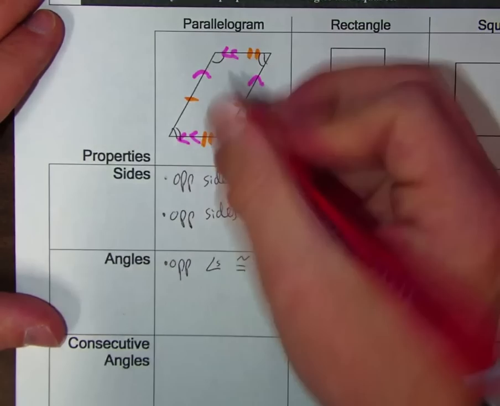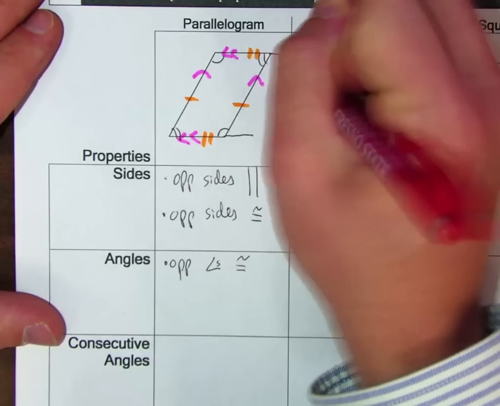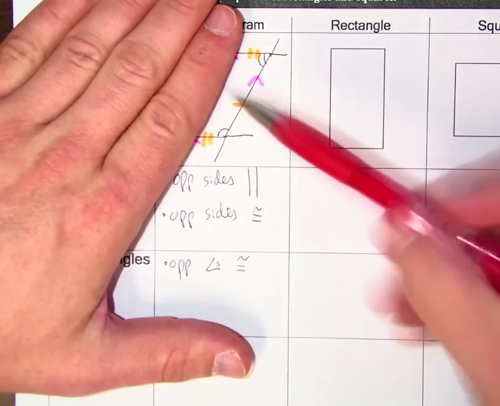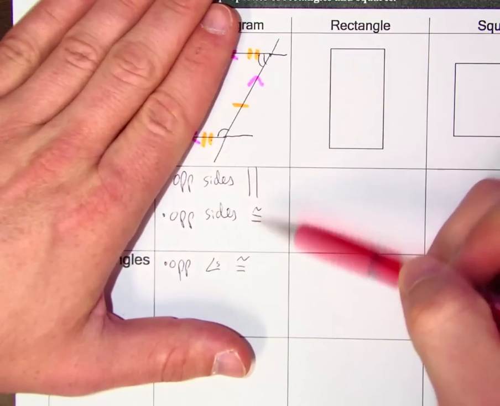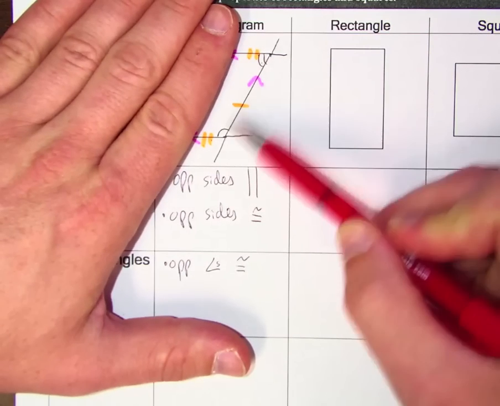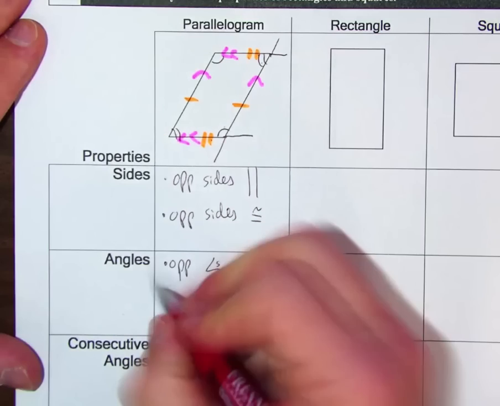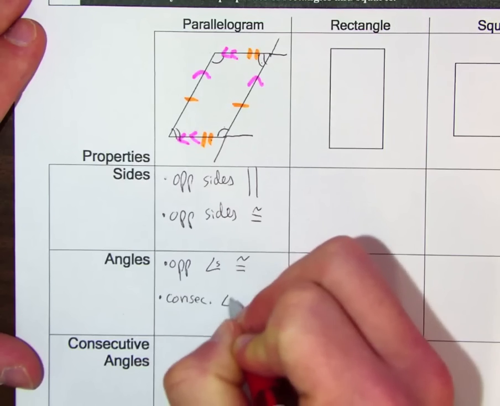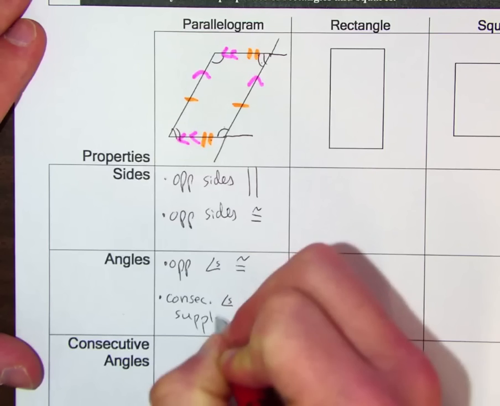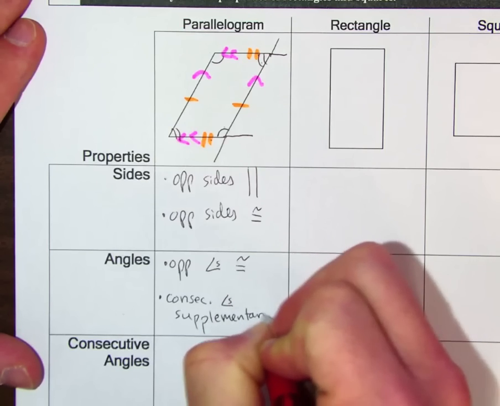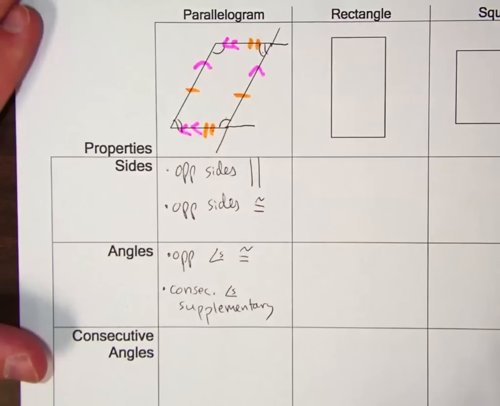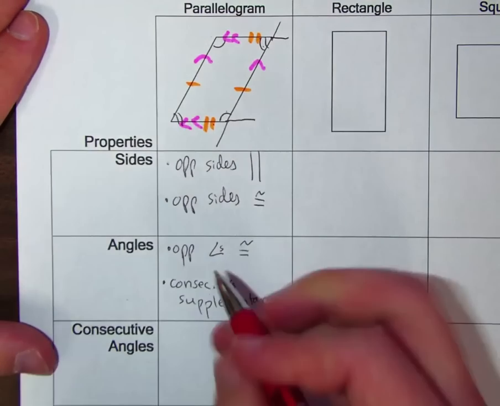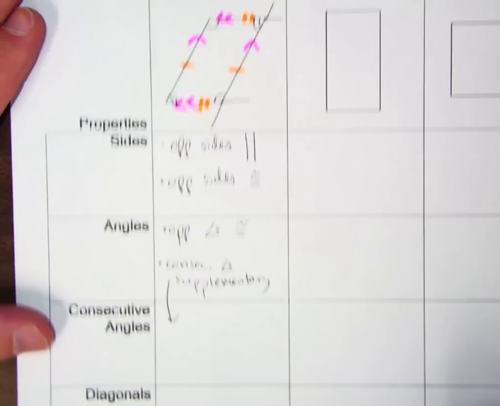And we learned something else. If you extend these sides, you can see the transversal cutting the two parallel sides. And so these consecutive angles are going to be supplementary. Okay, and then last, consecutive angles, I should have put that right here. So consecutive angles are supplementary.